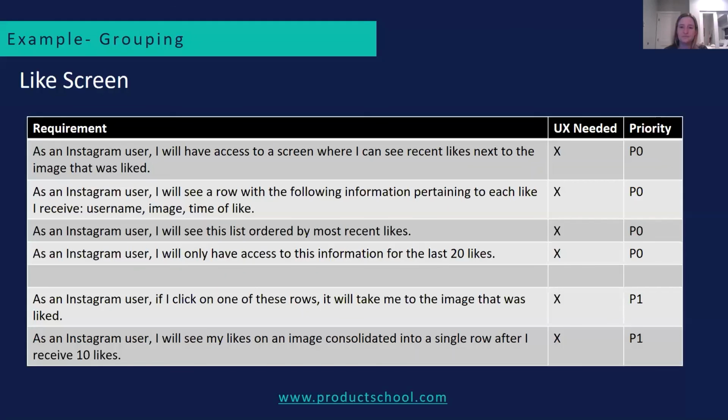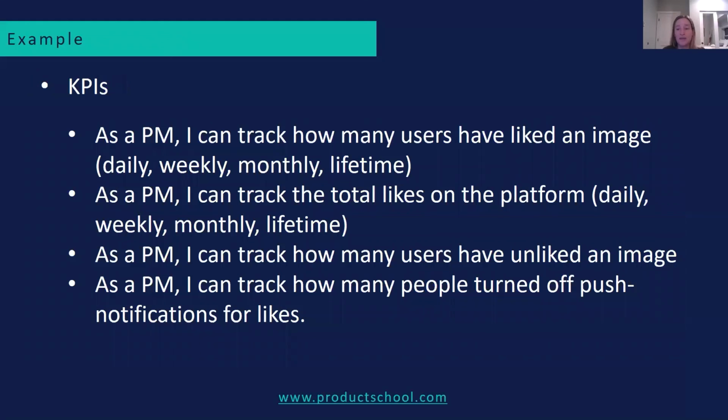Okay, and we can't stop talking about the PRD without talking about the KPIs. So you'll want to include the metrics here. Here are some metrics I think would be important, but just as with the functional requirements, there's a lot of considerations that would also likely be included. So here I have as a PM, I want to track how many users liked an image. As a PM, I want to track the total number of likes on a platform. As a PM, I can track how many people unliked mine, et cetera. So these are all really valuable for me to prove out success here. I'd likely also have some performance monitoring as well.